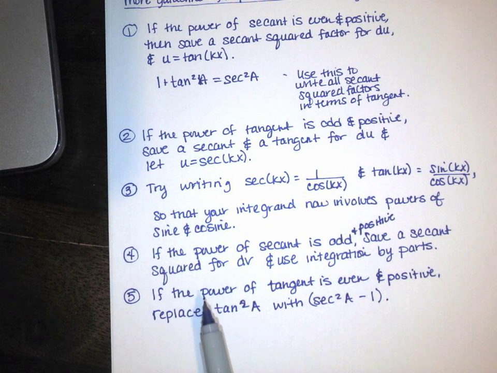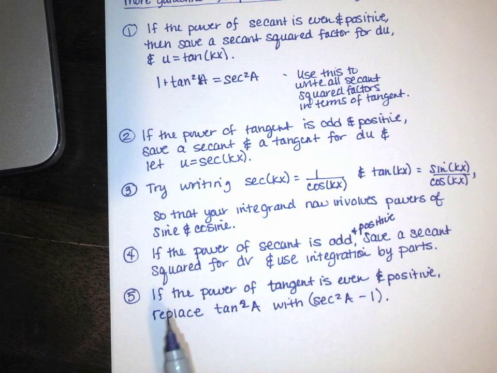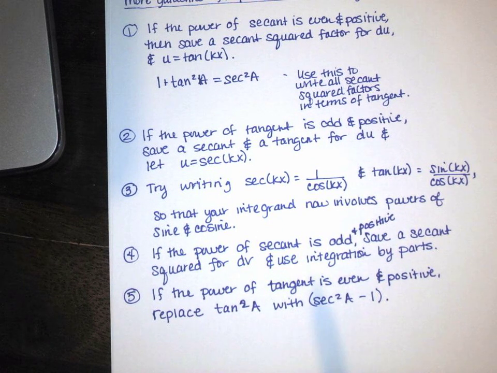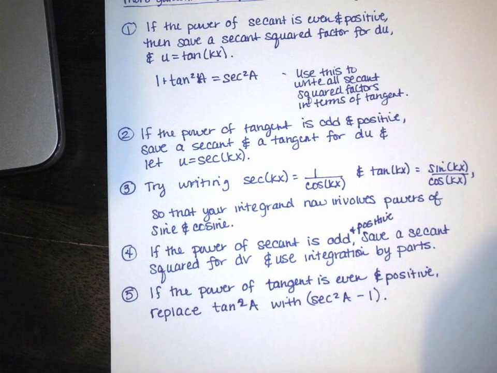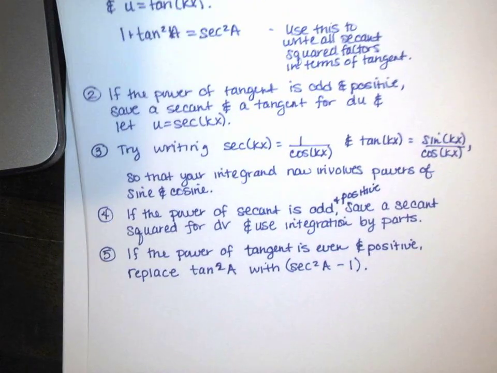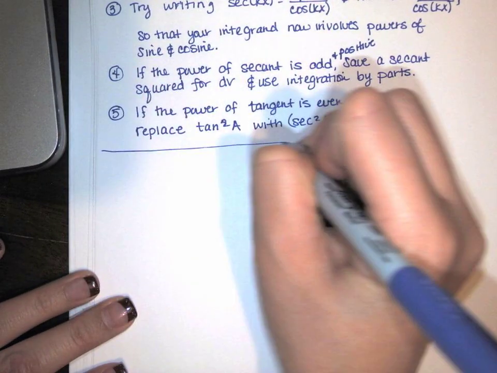These last three are a little iffy. This sometimes works, this sometimes works. In the worst case scenario, this number 3 works. You can write everything in terms of sine and cosine and see what happens from there. Yeah, it's not as clear as it was with the powers of sine and cosine. So let me show you a couple more examples.